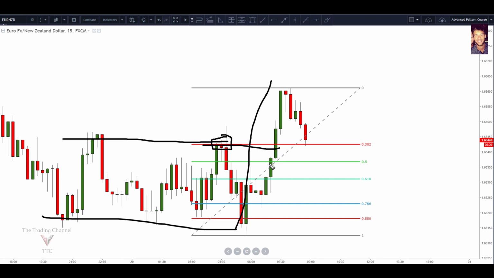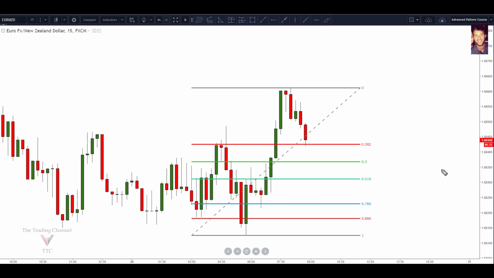Once that's happened, now the market has pulled back down not only to this previous level of structure, but right here to this 382 retracement. So almost using Fibonacci retracement to help us capture somewhat of a reversal.